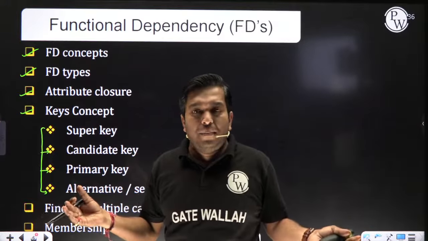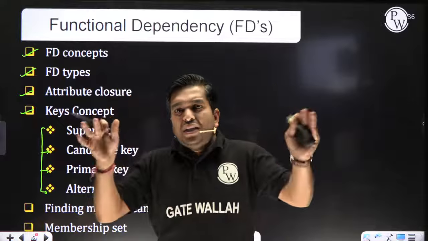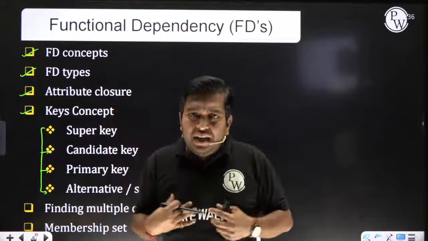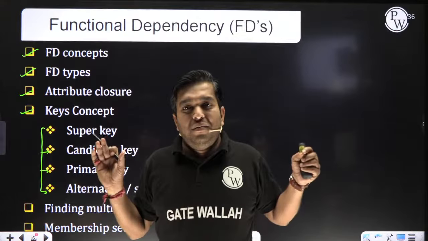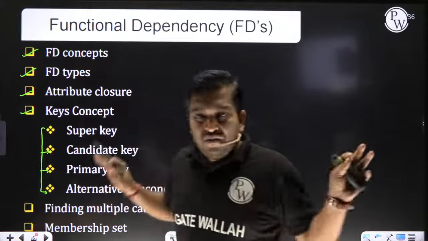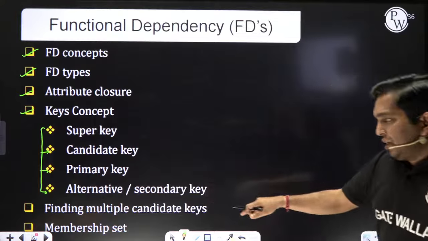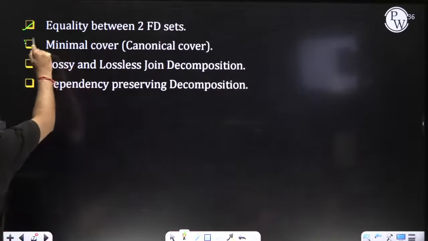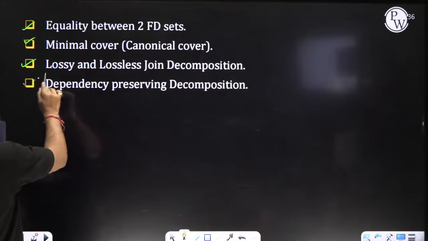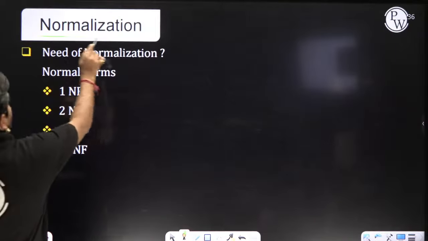I am giving my best, and we both together, each and every student and me, will try to complete this subject in a very good approach. With all GATE questions, we will cover finding multiple candidate keys and membership set, equality between two FD sets, minimal cover, lossy and lossless join, and dependency preserving.